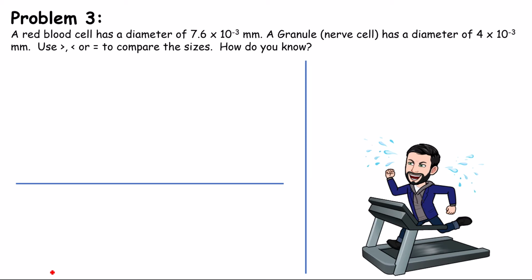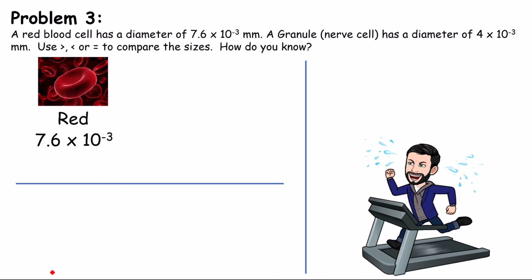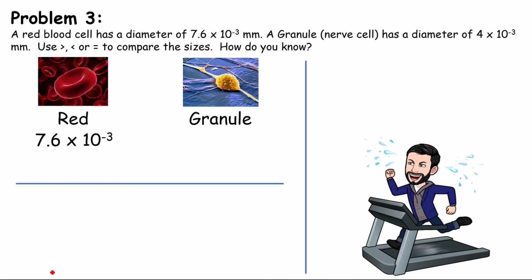Here's another one for you. A red blood cell has a diameter of 7.6 times 10 to the negative third millimeters. A granule or nerve cell has a diameter of 4 times 10 to the negative third millimeters. Use greater than, less than, or equal to compare the sizes, and how do you know? Tell you what, here's your red blood cell, there's its diameter, there's your granule, and there's its diameter. We're trying to figure out whether we should use a greater than, less than, or equal to compare these.